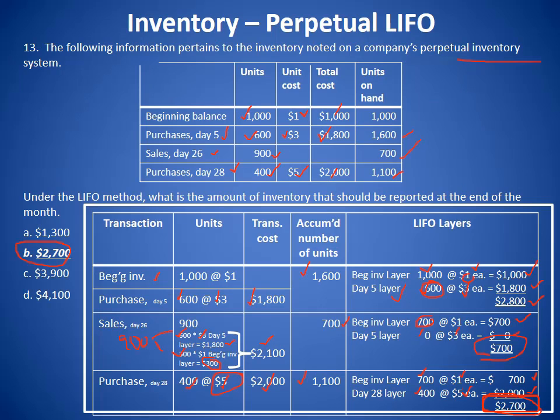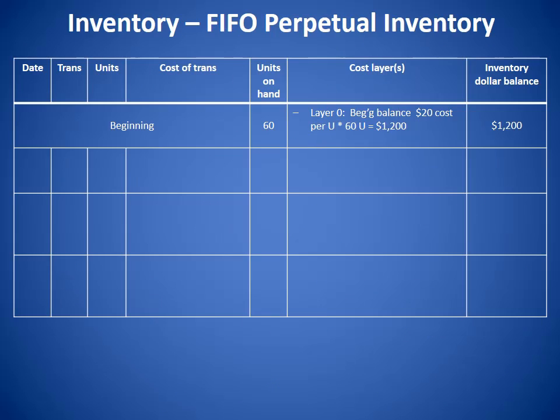Now we're going to do a demonstration of perpetual inventory utilizing FIFO evaluation. And this involves all the exact same inventory transactions we have just gone through. So it's the same inventory transactions, but the difference is we're valuing it on FIFO as opposed to LIFO. So to begin the process, we start out with the fact we have a beginning balance of 60 units on hand.